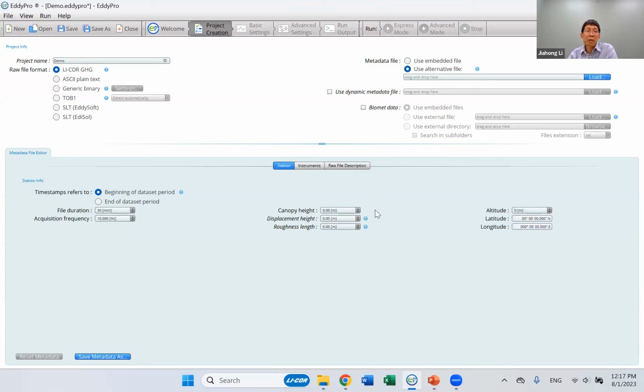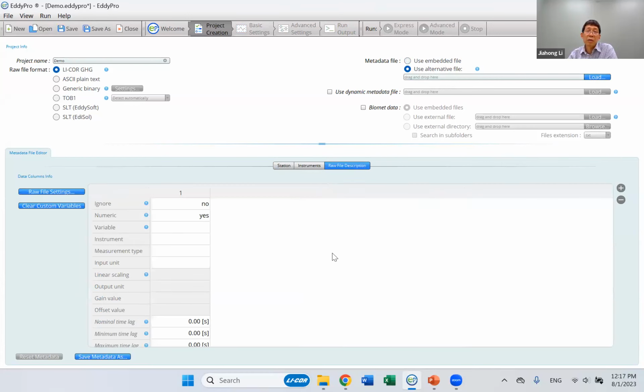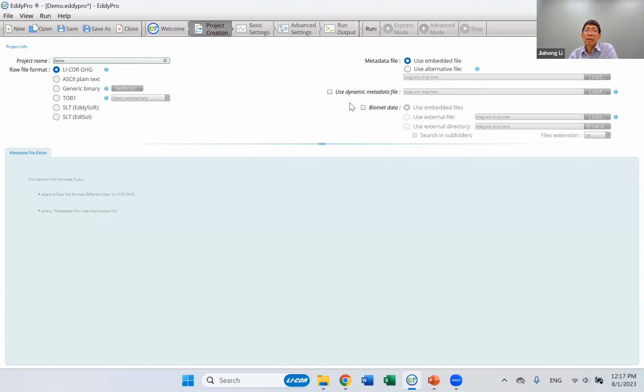So if I click here, you see the interface for the metadata file popped up. There's a station, instrument, and also a file tab. So you need to provide the required information. Here we still use the embedded metadata file. The GHG file also contains the biomet data file, so I select the embedded biomet file. If you don't have an embedded biomet file, you can use an external file or use an external directory to load your own biomet data.